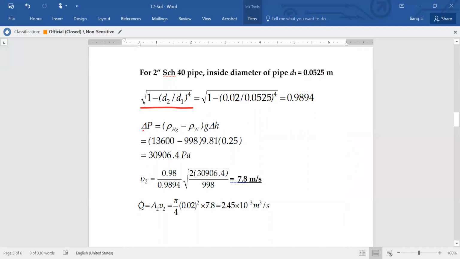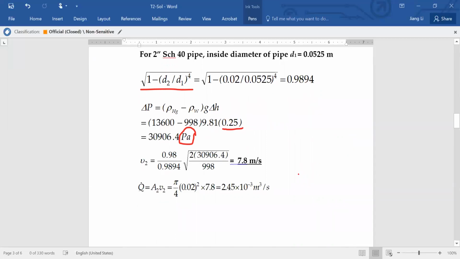Then the calculation of pressure difference, delta P, will be (rho mercury minus rho water) times g times delta H. Please take note, this delta H you also need to convert to SI units, in meter. So finally, this will give you the pressure in the unit of Pascal. Okay?